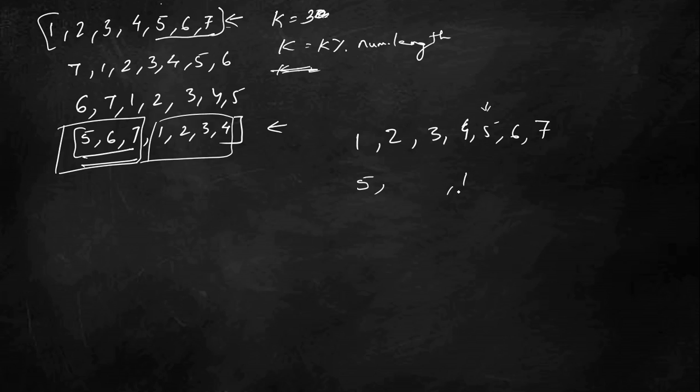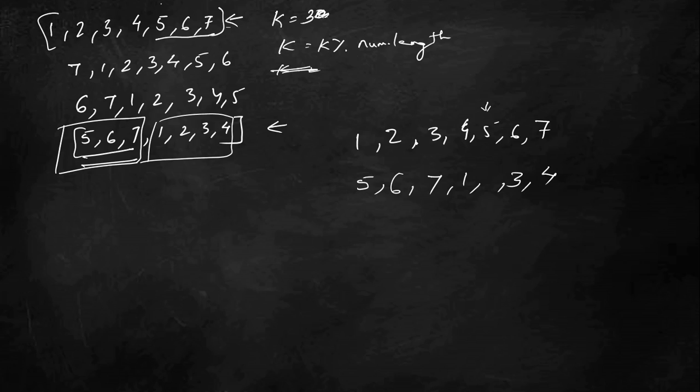Now 4 again needs to move 3 points. 1, 2, 3. So 4 will come here. Now 7 will need to move 3 points. 1, 2, 3. So 7 will come here. Now 3 needs to move 3 points. 1, 2, 3. 3 will come here. Now 6 needs to move 3 points. 1, 2, 3. So 6 will come here.